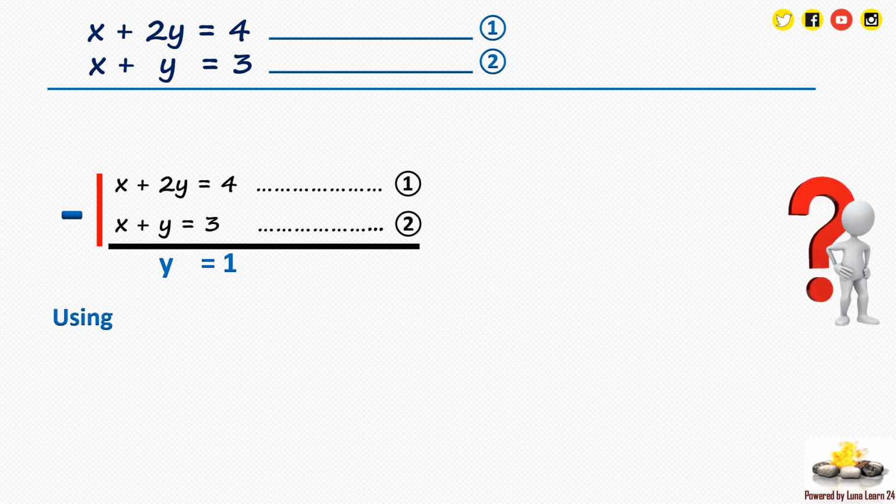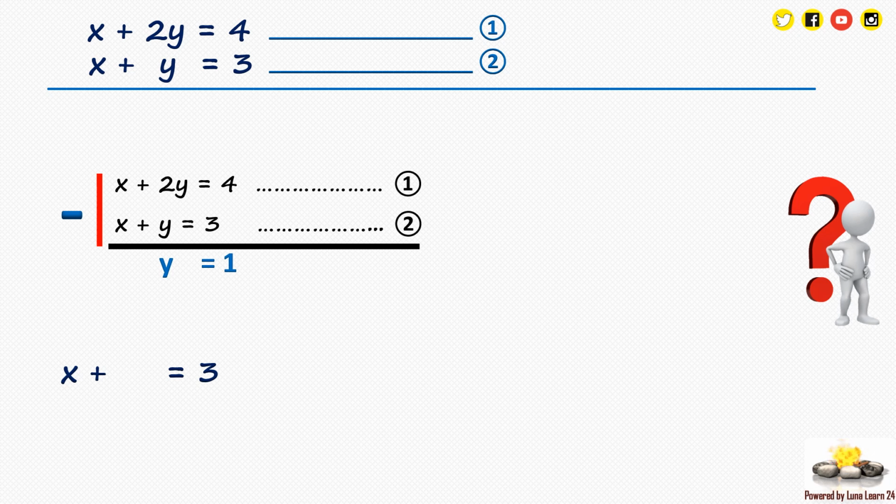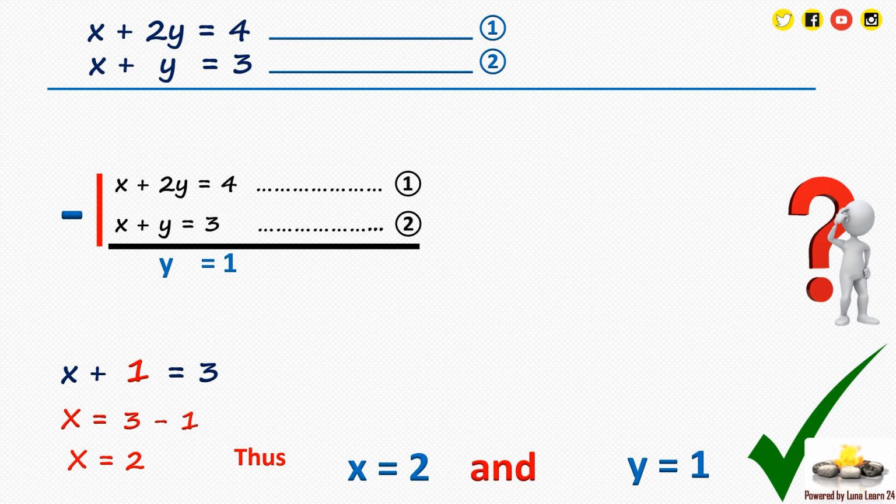What next? Using the value of y equals 1, substitute in one of the equations and find x. Let's use equation 2, and we obtain x plus, but y is now equal to 1. So x plus 1 equals 3, and x will be equal to 3 minus 1, giving us x equals 2. The solution thus is x equals 2 and y equals 1.